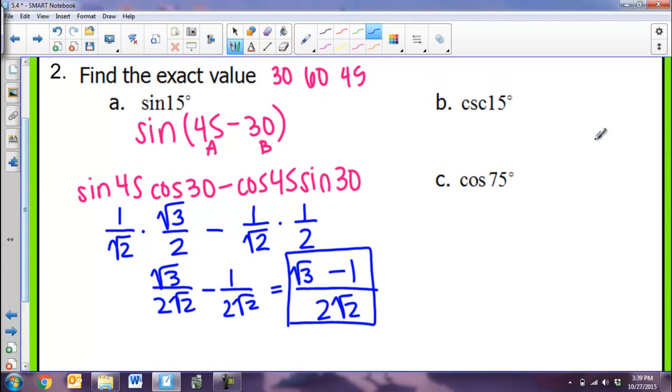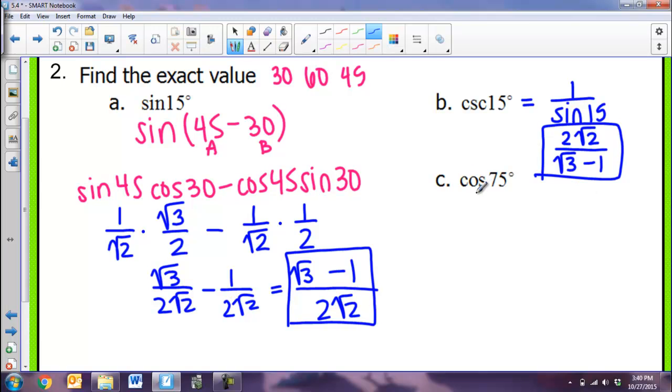Now, if you were given cosecant of 15, I could try to rewrite that using a composite argument. However, I don't have any sum and difference properties for cosecant. So you're going to have to remember your reciprocal identities, which, remember, are on your formula chart. So cosecant is equal to 1 over sine of that argument, and we just found that. Okay, we found over here that the sine of 15 degrees is this exact value. So all I have to do is flip it over, or do 1 over. So I would have 2 root 2 over root 3 minus 1.